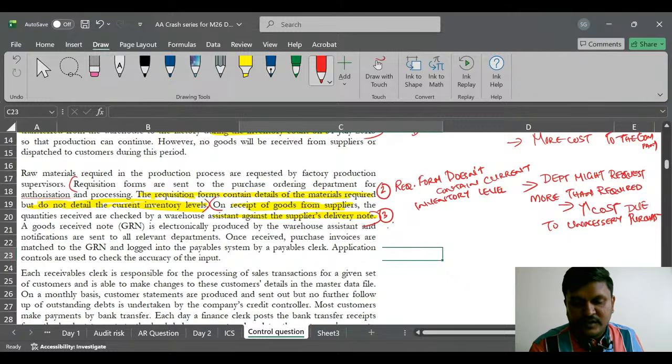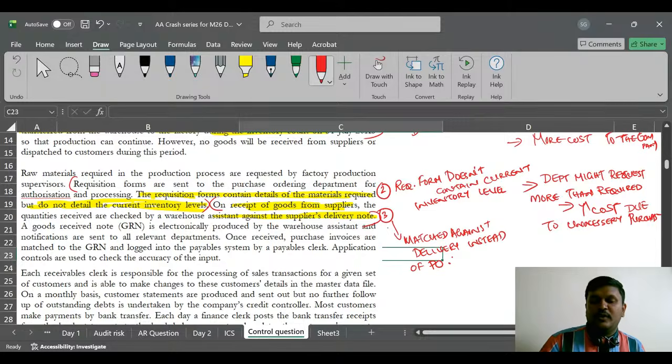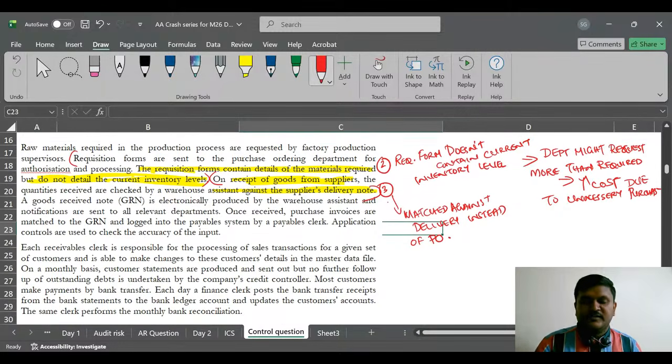It's matched against delivery note instead of, as Deepak mentioned, instead of purchase order. What you have done over here is, instead of the purchase order, you're matching it to a delivery note. That is that particular thing.